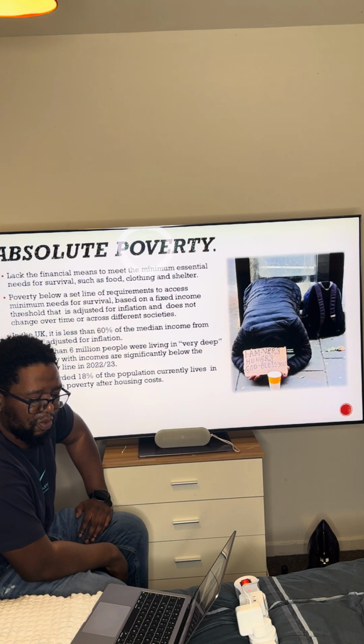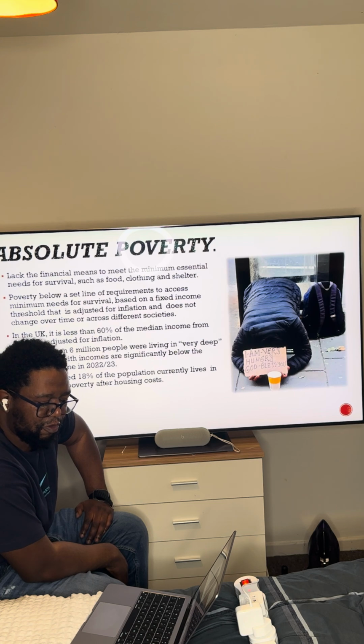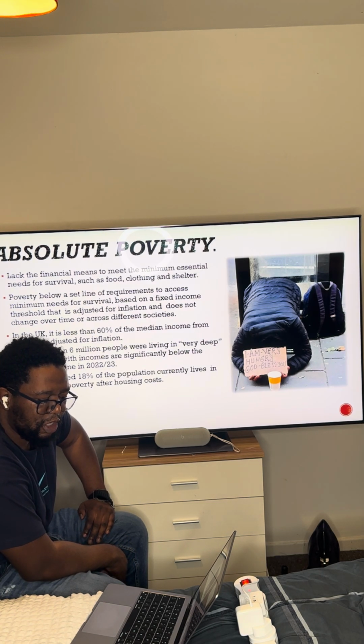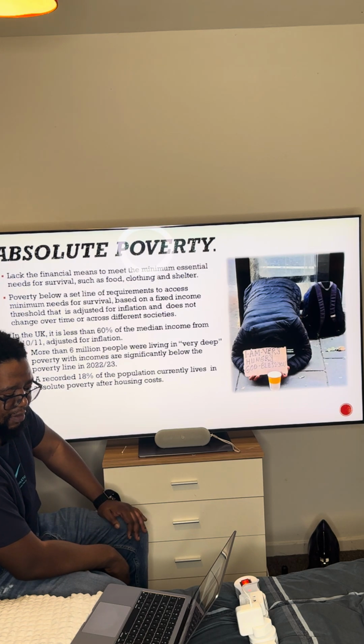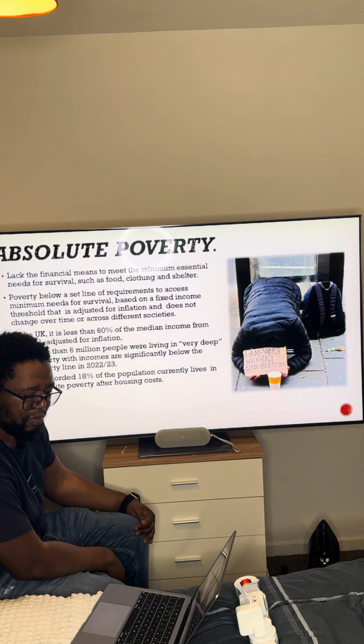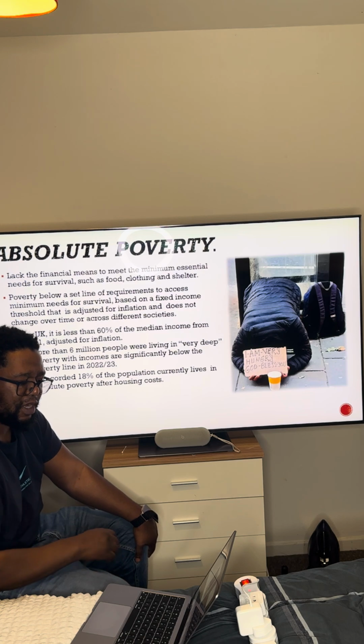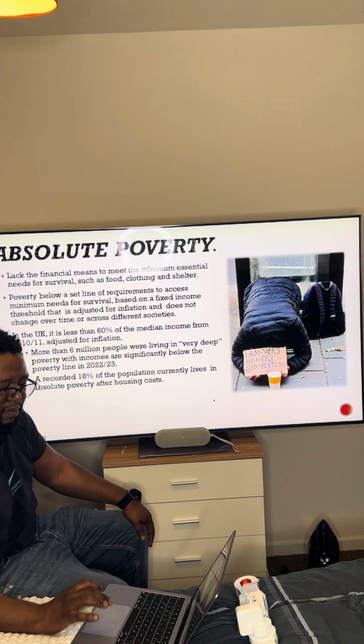More than 6 million people were living in very deep poverty, with incomes significantly below the poverty line, in 2022 to 2023. A recorded 18% of the population currently live in absolute poverty after housing.